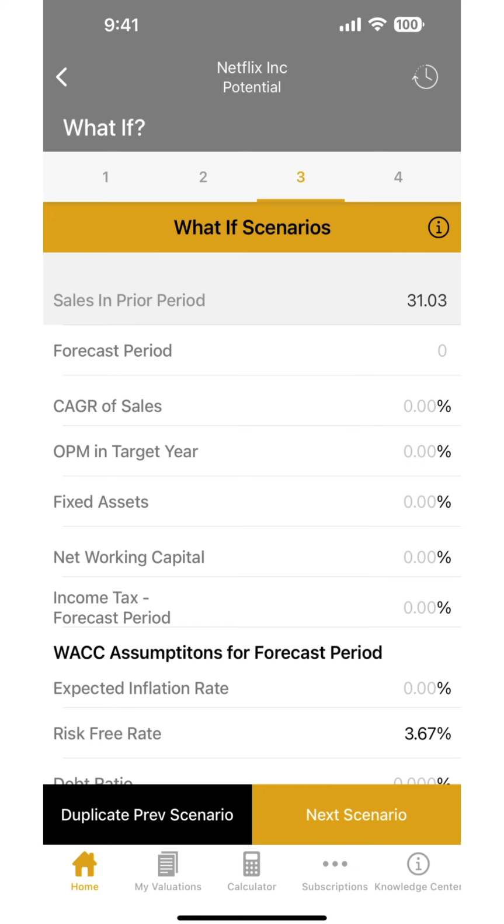Now advancing to the third scenario. Here, we have an option to duplicate the previous scenario. Here, we duplicate the previous scenario and then make changes in the value drivers. Thus, in the third scenario, we change the following.